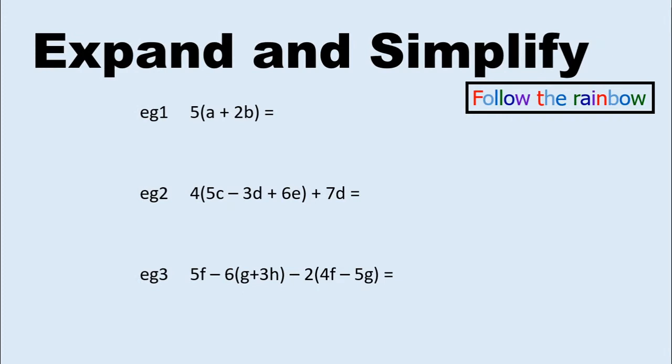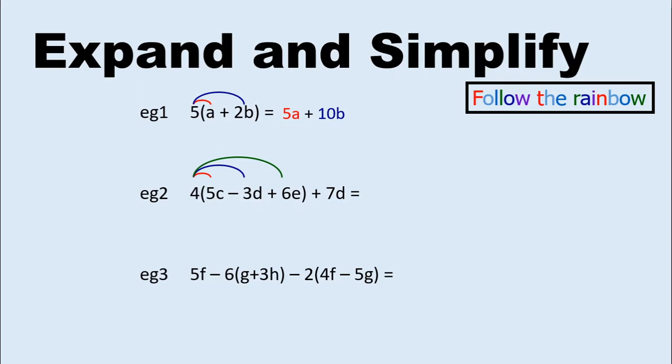Follow the rainbow. Go ahead and make sure that the number in front of the bracket is multiplying by all of the terms inside the brackets. For example 1, I would do 5 times a and 5 times 2b. That's 5a plus 10b. For the second example, there are 3 terms inside the brackets. Make sure we times 4 by each of them.